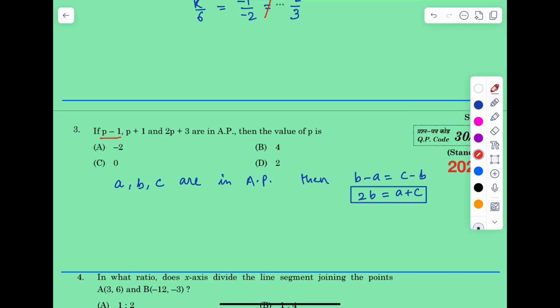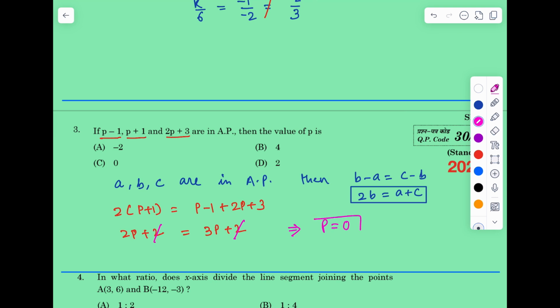Now we will write here, in place of a it is p minus 1, it is b and it is c. So 2 times p plus 1 will be equal to p minus 1 plus 2p plus 3, or 2p plus 2 will be equal to 3p plus 2. If 2 will cancel out, then we will get p. This implies p is equal to 0.